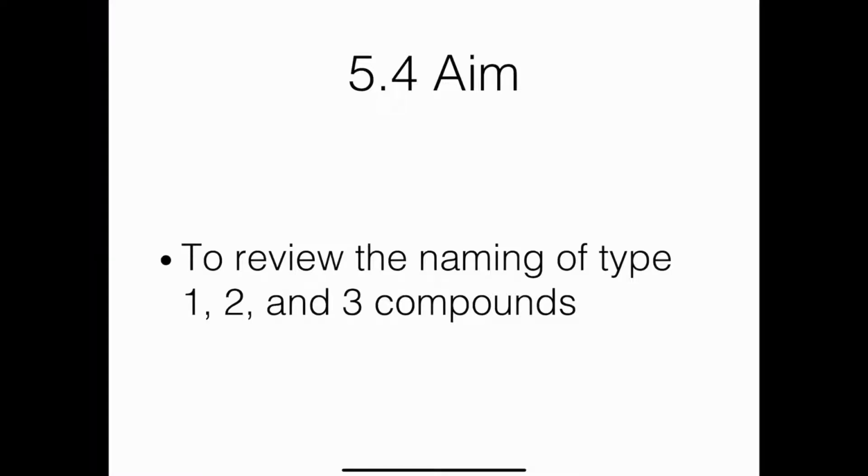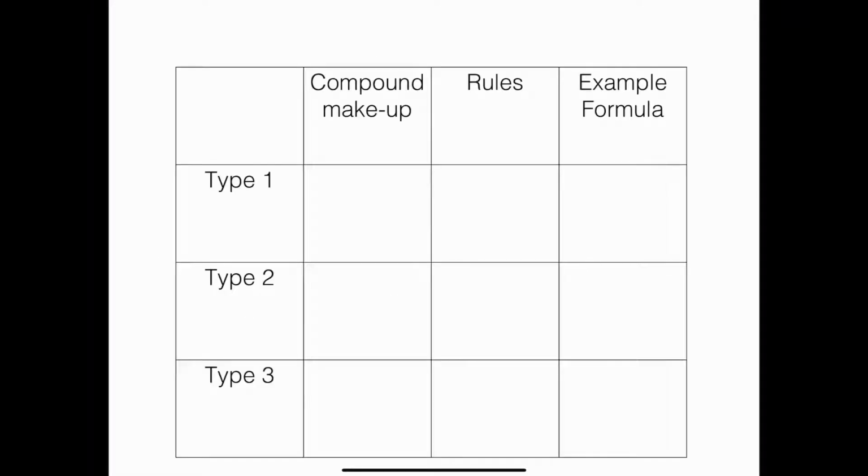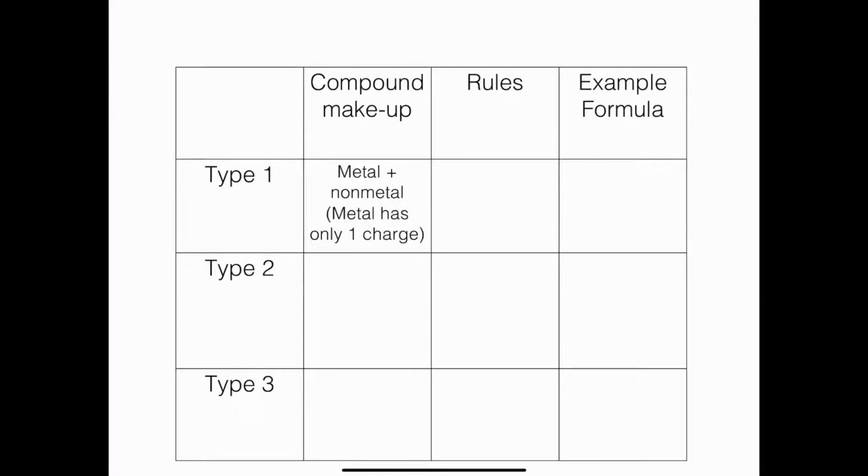This first section is a quick review of what we had talked about during the last video. So our aim here is to review the naming of types 1, 2, and 3 compounds. So remember, the type 1 compounds were made of a metal and a nonmetal. That's one thing from the left side of the table, one thing from the right side of the table.